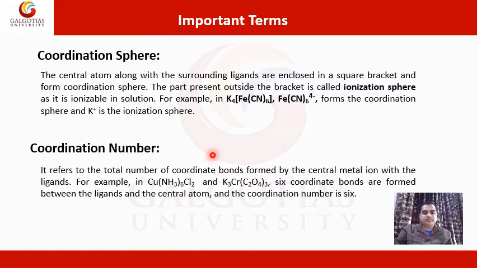And what is the coordination number? The coordination number refers to the total number of coordinate bonds formed by the central metal ion with the ligands, through which the ligands are bonded to the central metal atom. That number is the coordination number of the central metal ion in a complex coordination compound. For example, in [Cu(NH3)6]Cl2 and K3[Cr(C2O4)3], there are six coordinate bonds between the ligands and the central metal, and that's why the coordination number of copper and chromium in this case is 6.